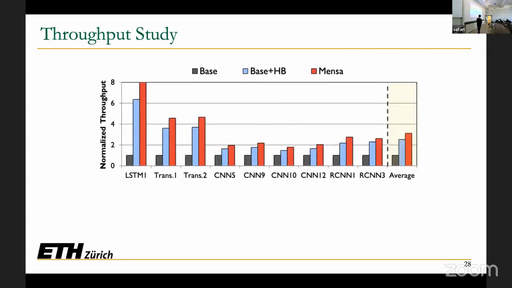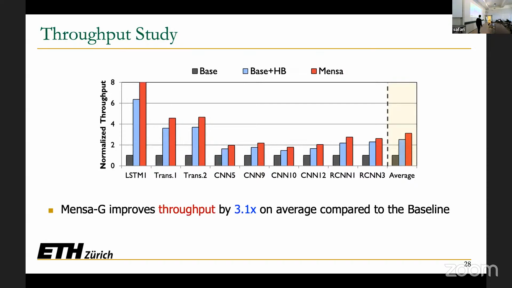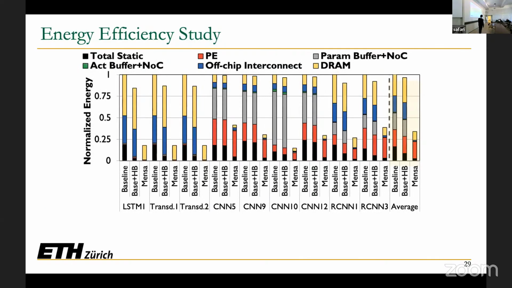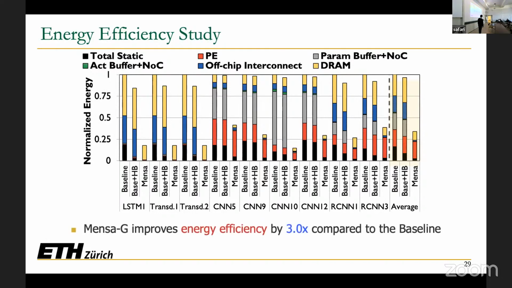The first study is the throughput study. We have normalized throughput against the different neural network models, and at the end, the average. We can see that Mensa-G improves throughput by 3.1 times on average compared to the baseline. But you can also see that the baseline plus high bandwidth is not doing too bad either. For the energy efficiency study, we have again a graph of normalized energy against the neural network models, and we can see that Mensa-G improves the energy efficiency by 3 times compared to the baseline.